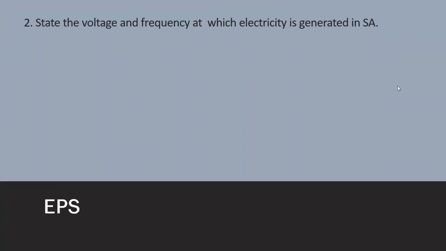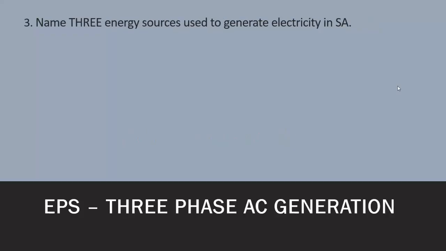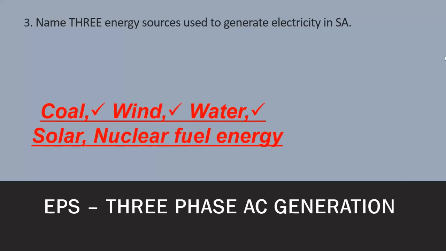State the voltage and frequency at which electricity is generated in South Africa. 22,000 volts is the generation voltage, at 50 Hertz. Name three energy sources used to generate electricity in South Africa. Coal, wind, water, solar, nuclear fuel energy.